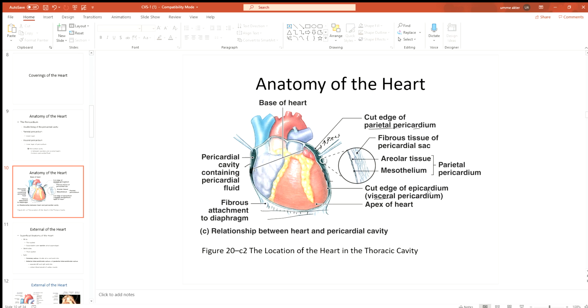If excess fluid accumulates in this space, the heart will not be able to expand, and that condition is called tamponade. So, increased pressure around the heart due to an increased amount of fluid around the heart.